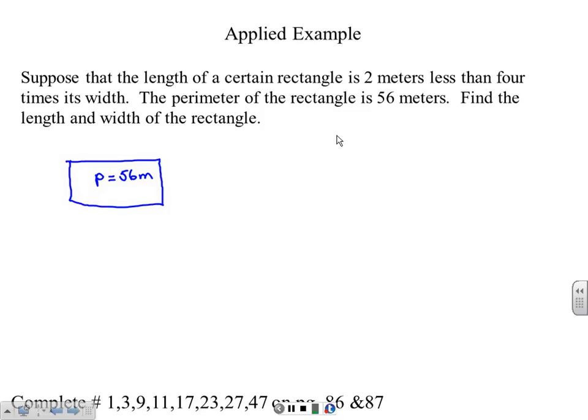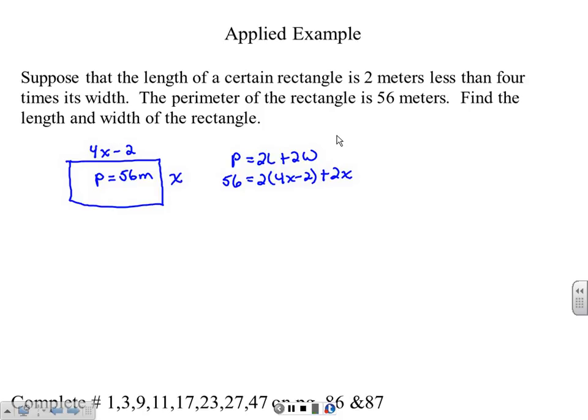It says that the length of a certain rectangle is 2 meters less than 4 times its width. So we don't know anything about the width, so we'll let that be x. But we know that the length is 2 meters less than 4 times the width, so 4x minus 2. Now, for perimeter, if you remember, perimeter of a rectangle is equal to 2 times the length plus 2 times the width. So we know that our perimeter is 56. 2 times the length is going to be 4x minus 2 plus 2 times the width, which is just x.